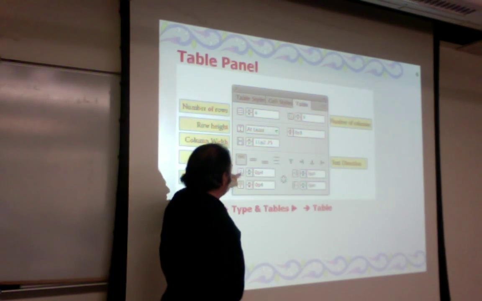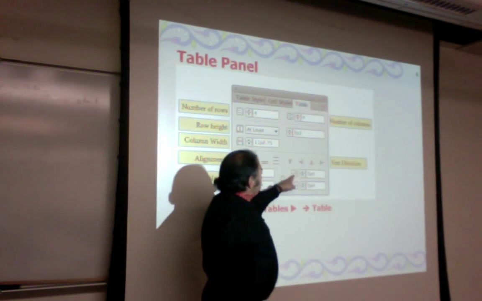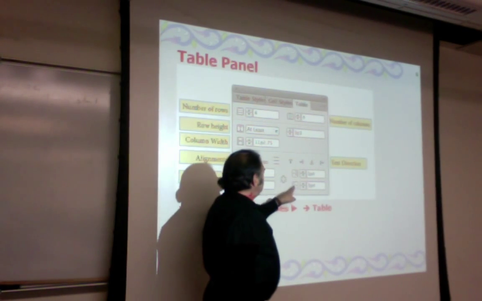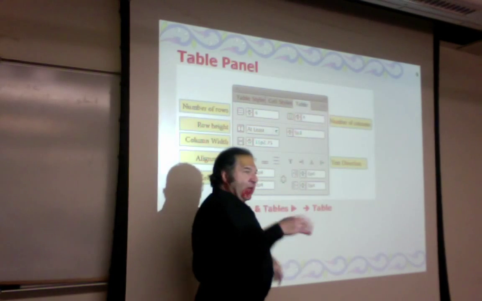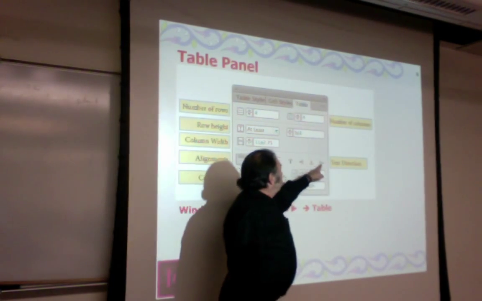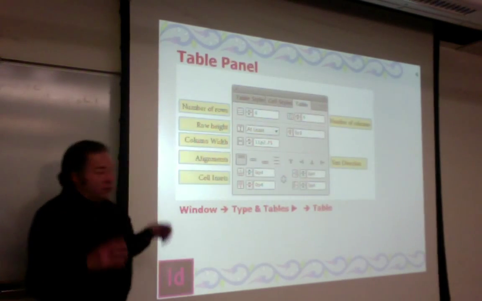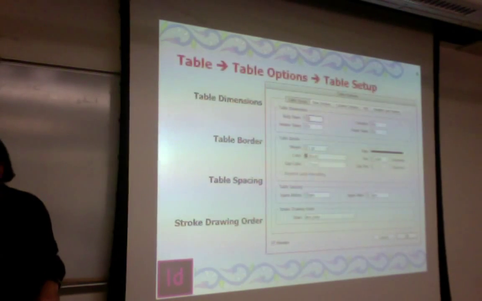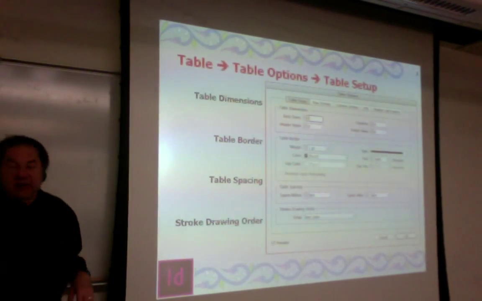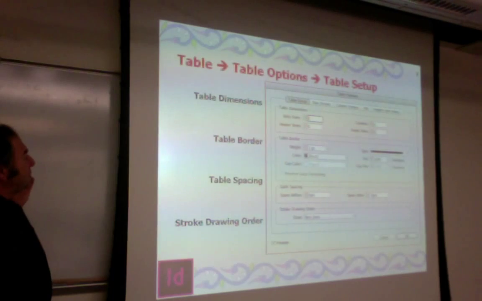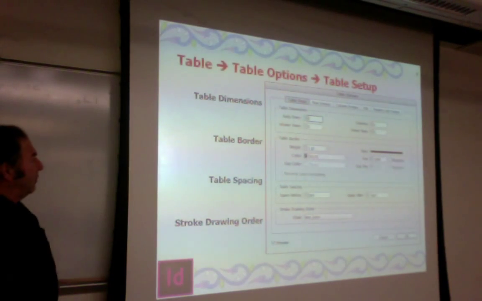How much space on top, how much space below, how much space to the right, to the left. And if you click on the link, that will automatically do it. And this is where you can change the text direction. So it's all right in one spot for you if you want to use it. All right, and this is what the table options box looks like overall.